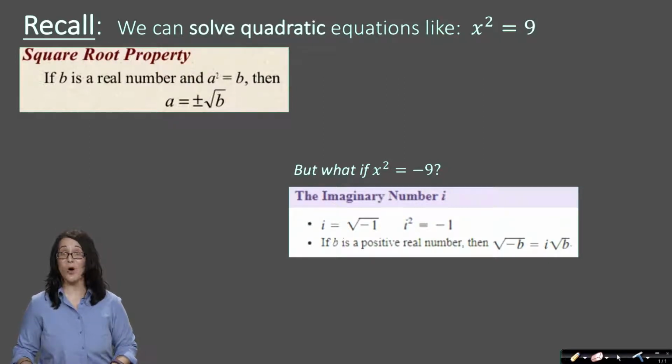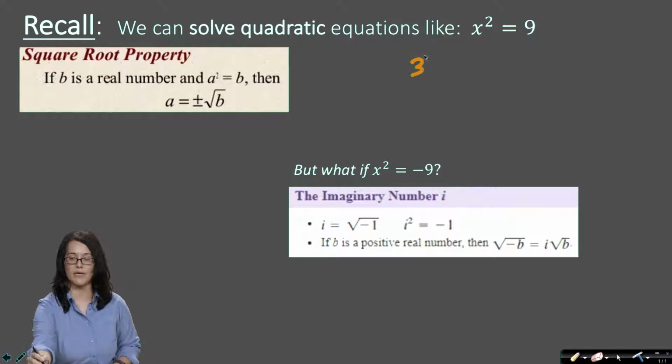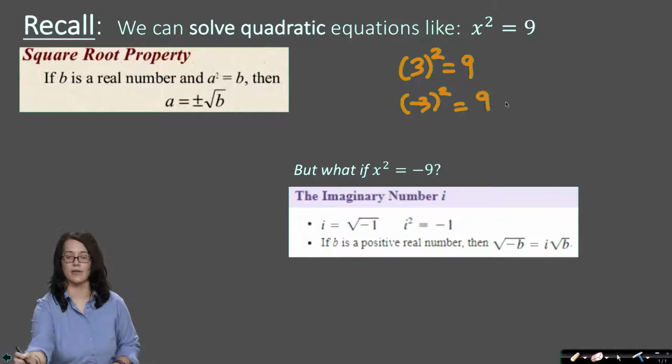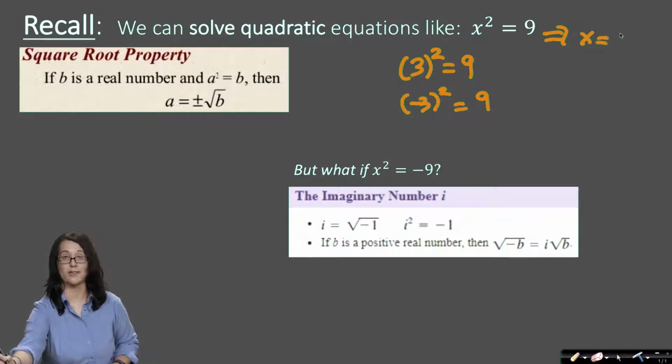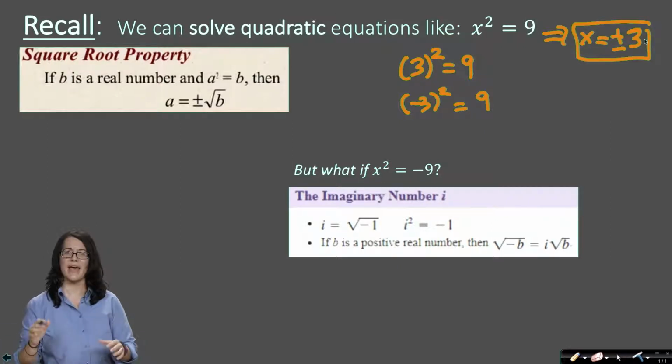-3 times itself is also positive 9 because a negative times a negative is a positive. So it turns out that 3 squared equals 9, but also -3 times itself equals 9. So we would say that x should equal, watch out, here's a new sign for some of you, plus or minus the square root of 9, which is 3. Interesting. So x is positive or negative. That's what that symbol means.